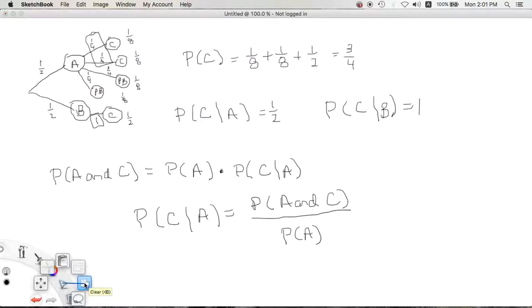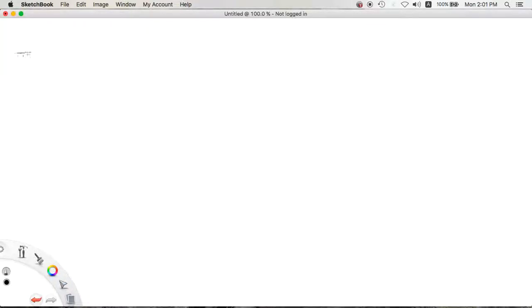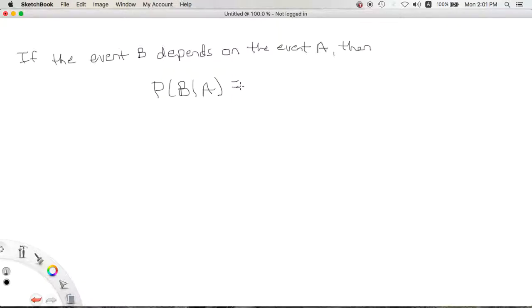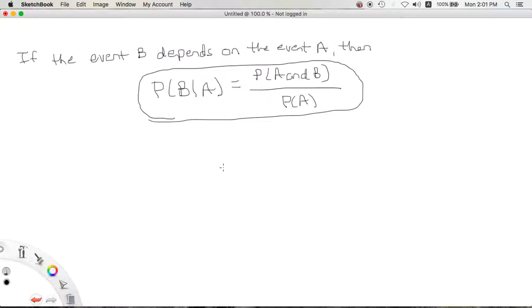So let's write this out as a generic formula. If the event B depends on the event A, then the probability of B given A is the probability that they both happen divided by the probability of A, the one we're given. So this is a formula that will help you. You need to memorize that.